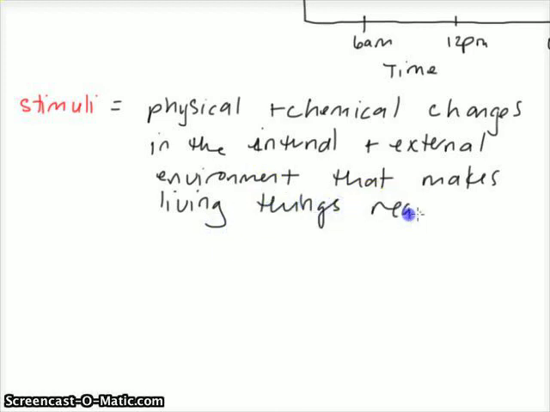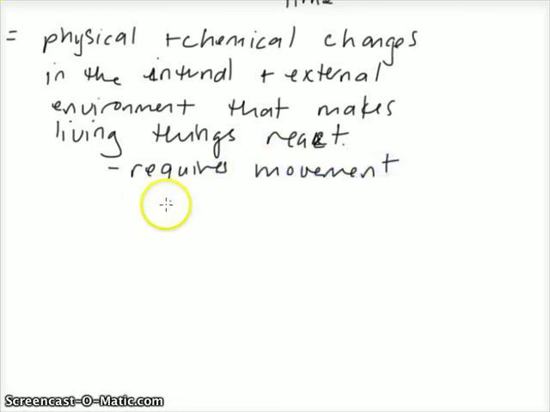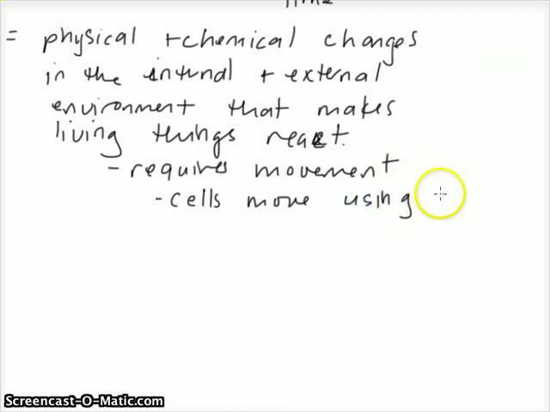Living things react. So what sort of things do organisms need to do in order to react? Stimuli usually require movement. At a cellular level, we see that cells move by using cilia and flagella.